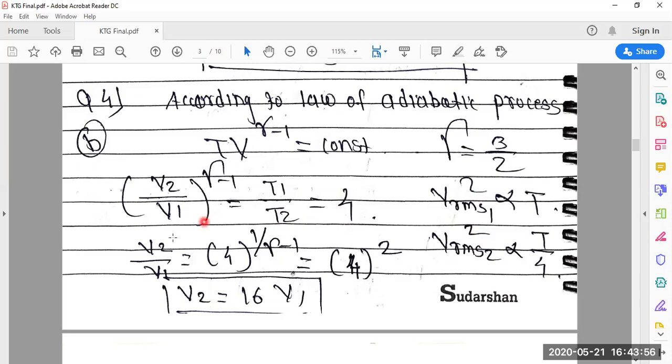Then take the exponent 1 upon gamma minus 1. Gamma is 3 by 2. Then we get 4 raised to the power 2, so it is 16. So the expansion of this gas is 16 times its initial value. So V2 is equal to 16 V1. So for question number 4, the correct option is option A.